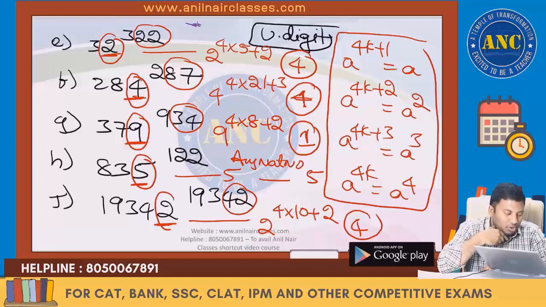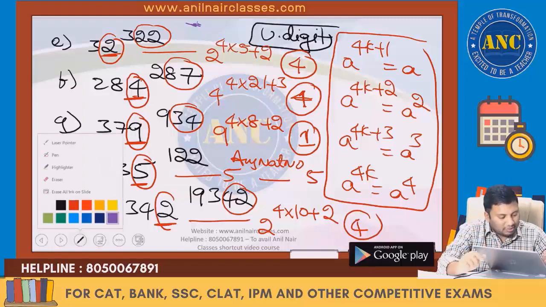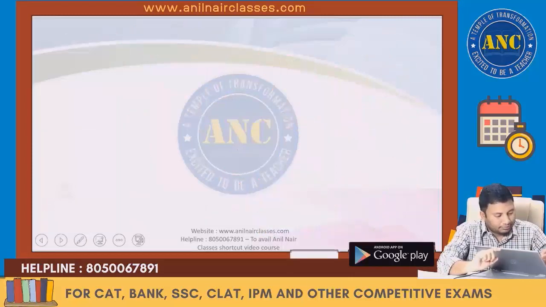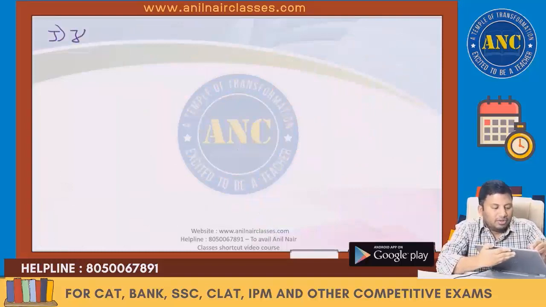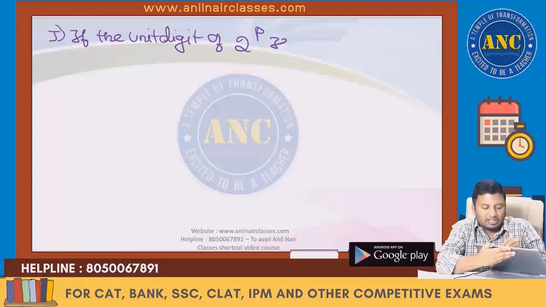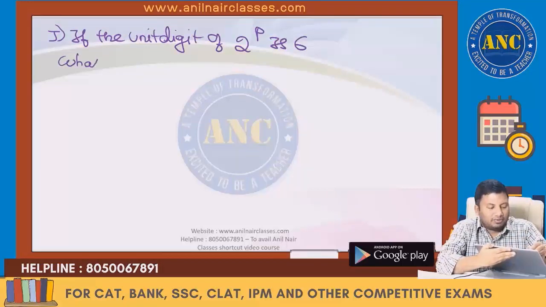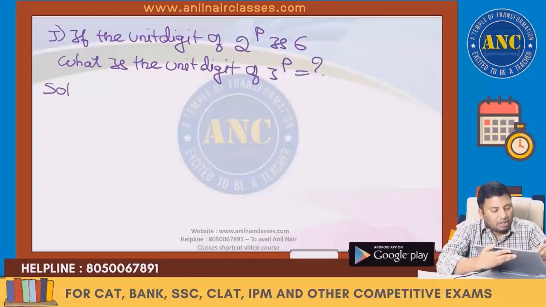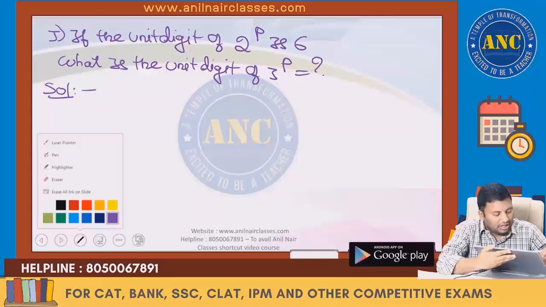Now, I will take some questions. Advanced level questions we will discuss. Let me frame some questions based on Priya's doubt. Another variety, please write down. If the unit digit of 2 power p is 6, what is the unit digit of 3 power p?